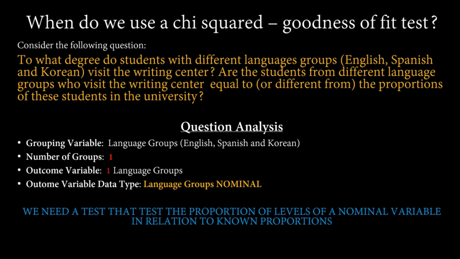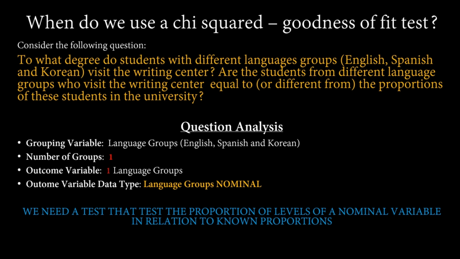Are students from different language groups who visit the writing center equal to or different from the proportions of these students in the university? A different way of asking this question would be whether the writing center serves the members of the university community who need writing instruction in an equal manner, or is it different from the proportions? So it helps give some sort of understanding of the nature of who is visiting the writing center.